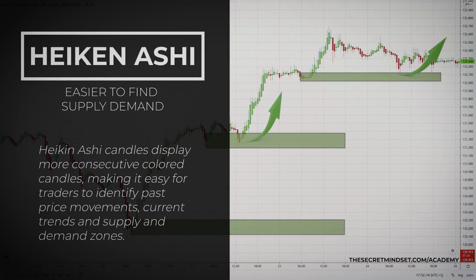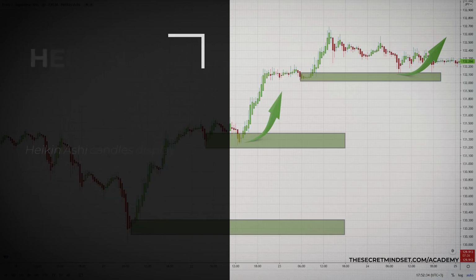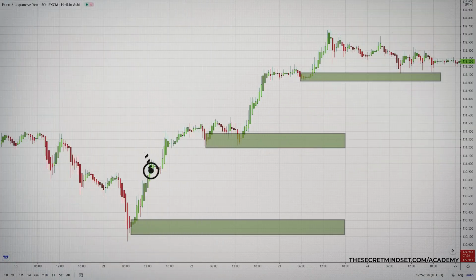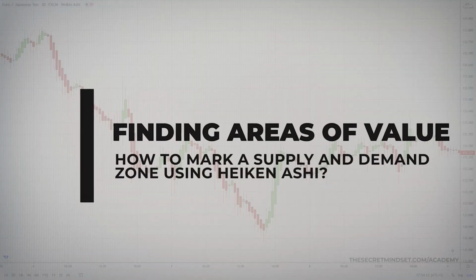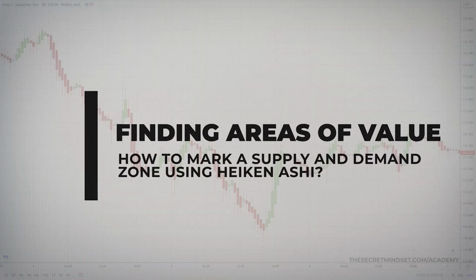However, the candles on a Heiken Ashi chart display more consecutive colored candles, making it easy for traders to identify past price movements, current trends, and of course, supply and demand zones. With Heiken Ashi, trends usually stay green in an uptrend and red in a downtrend. For me personally, it's much easier to find supply and demand areas using these candlesticks. This isn't the case with the traditional candlestick charts, where colors are different, even if the price is moving strongly in one direction. So how do you mark a supply or demand zone using Heiken Ashi?